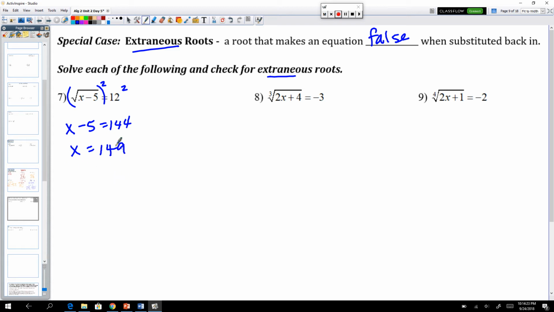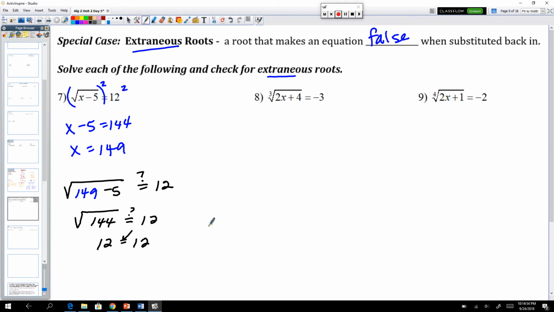Before you circle this as your final answer, you should always check. So check back in the original equation. Is the square root of 149 minus 5, is that equal to 12? That's what you're checking. Is the square root of 144 equal to 12? Well, the square root of 144 is 12. So you've checked it off.